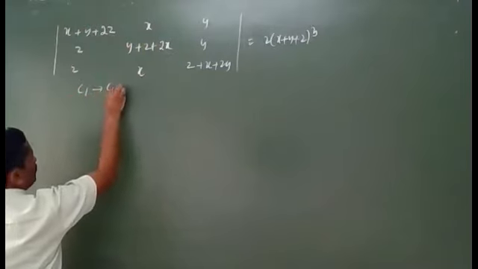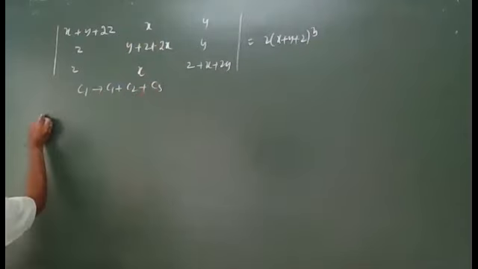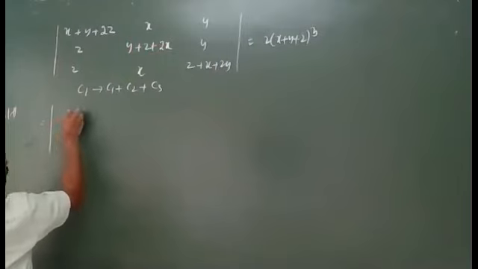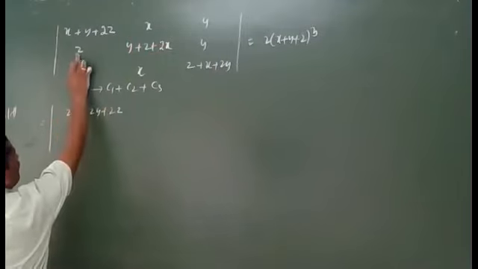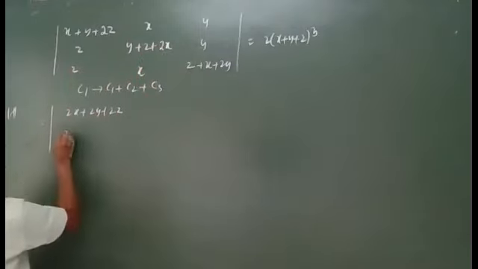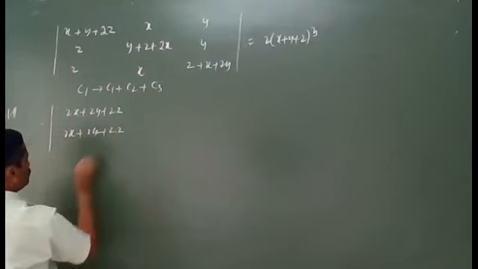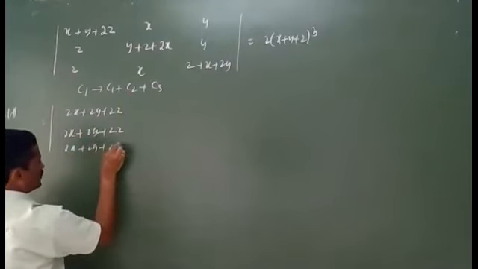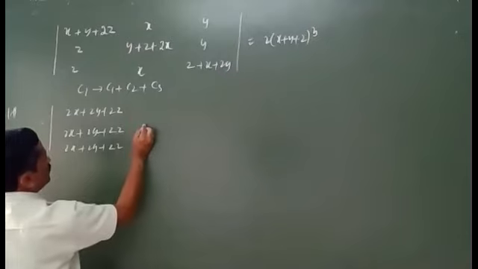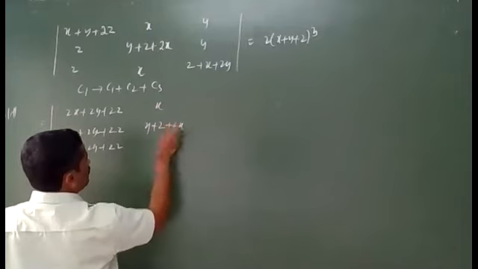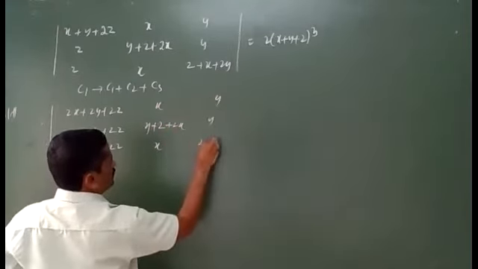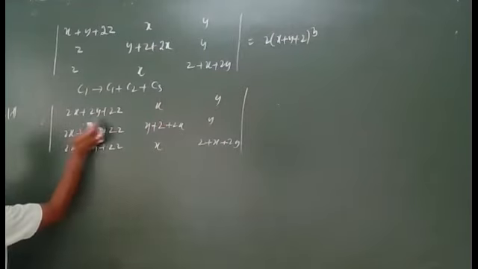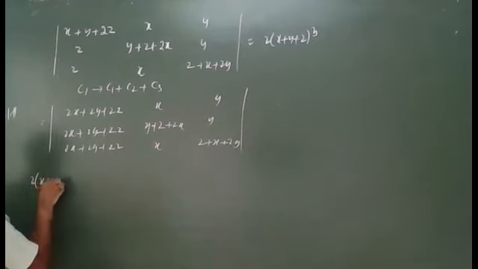That can be done symbolically: C1 gives rise to C1 plus C2 plus C3. Therefore, I can write this as 2x plus 2y plus 2z. Similarly, z plus y plus z plus 2x plus 2y is 2x plus 2y plus 2z. Again, z plus x plus z plus x plus y is 2x plus 2y plus 2z. Write the remaining as it is. So we have x, y plus z plus 2x, again x. Again we have y, y, z plus x plus 2y. Now bring this outside the determinant as a common factor.